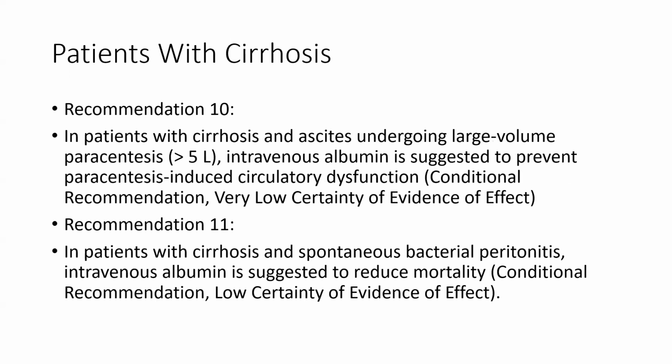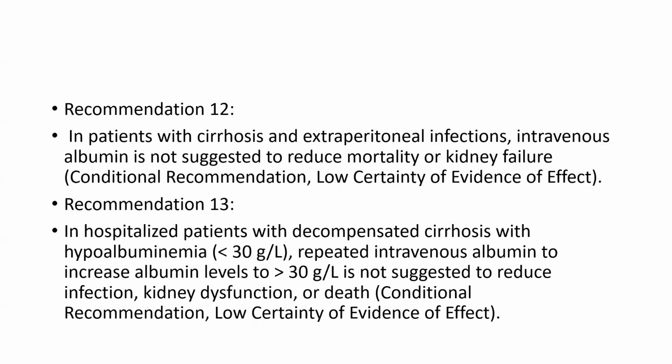Then the recommendations in cirrhotic patients. In patients with cirrhosis and ascites undergoing large volume paracentesis, that is more than 5 liters, intravenous albumin is suggested to prevent paracentesis-induced circulatory dysfunction. In patients with cirrhosis and spontaneous bacterial peritonitis, intravenous albumin is suggested to reduce mortality. In patients with cirrhosis and extraperitoneal infection, albumin is not suggested to reduce mortality or kidney failure.